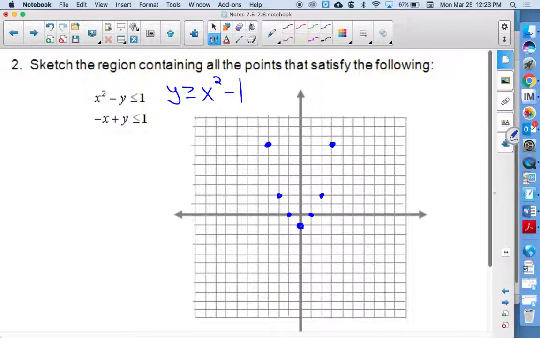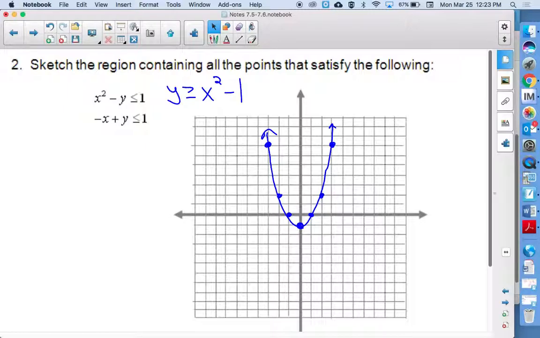And a solid or dashed line? That'd be a solid. Yeah, this time it's a solid line, because it has the equal to. I guess it's not a line, it's a curve. Solid curve for a parabola. So now we have our parabola.